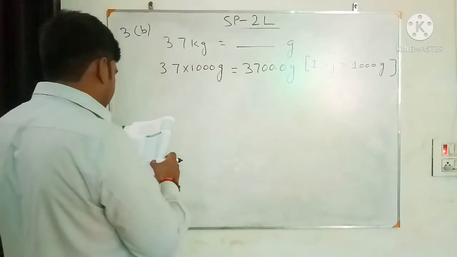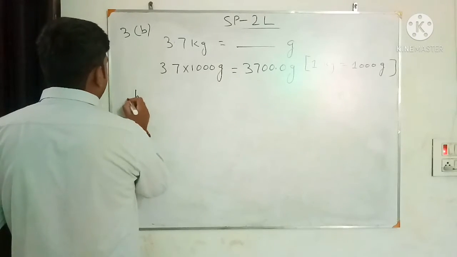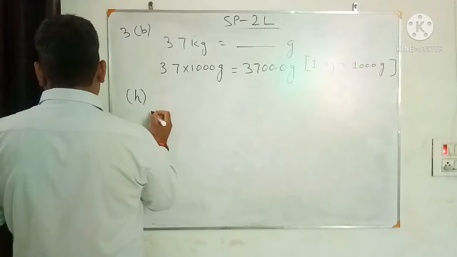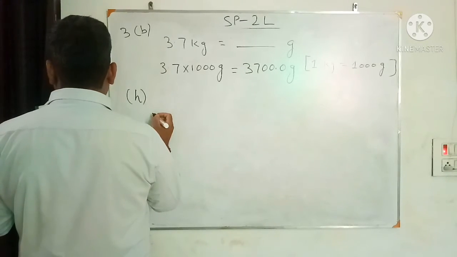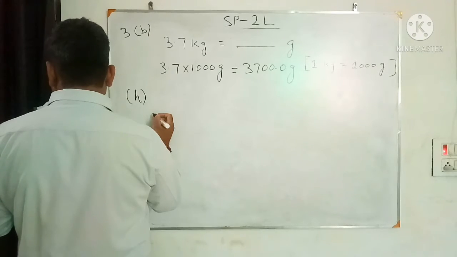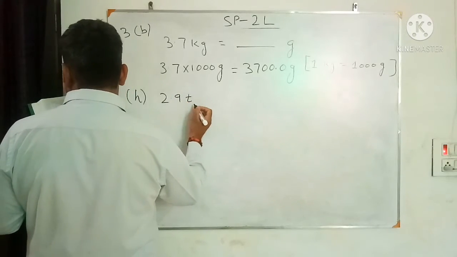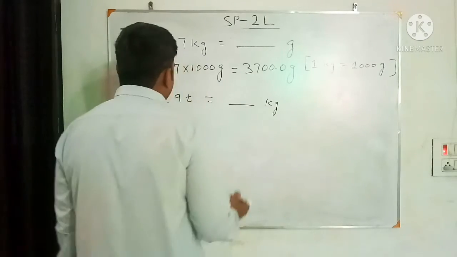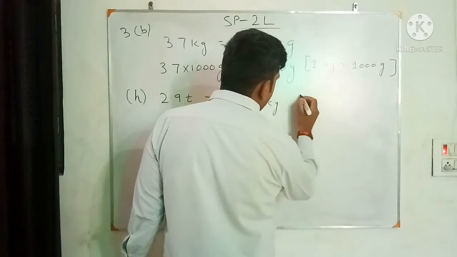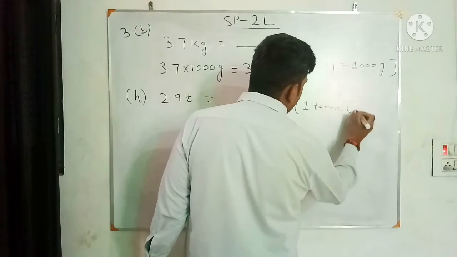Now we move to the next question, 3h. That is ton. 2.9 ton, with small t for ton. 2.9 ton equals how many kg? We have to convert to kg. See, 1 ton. Ton means here 1 ton. That is called 1 ton.